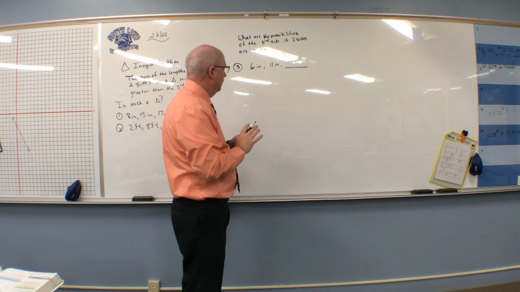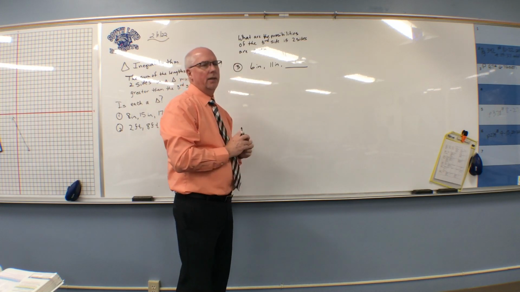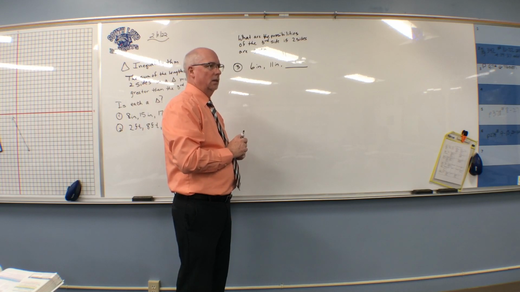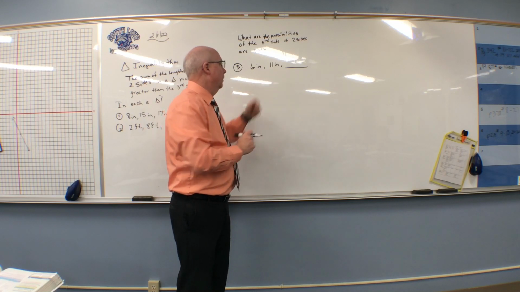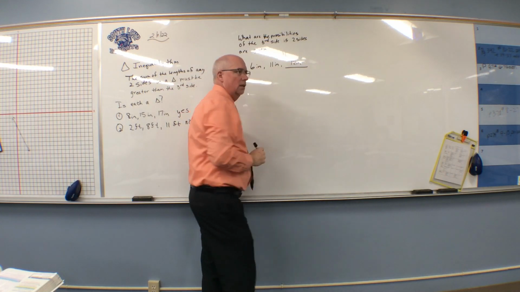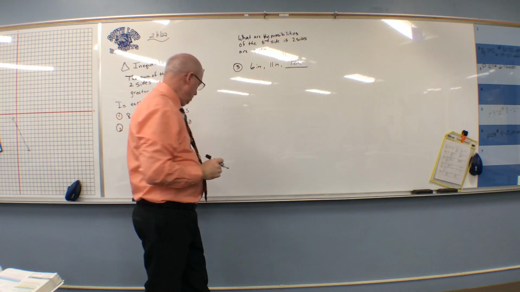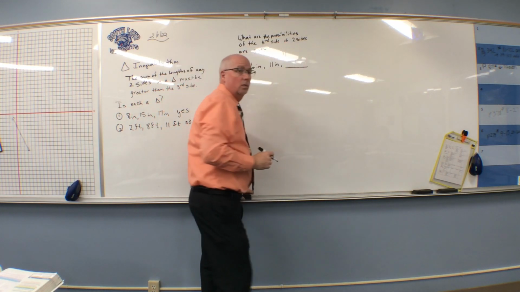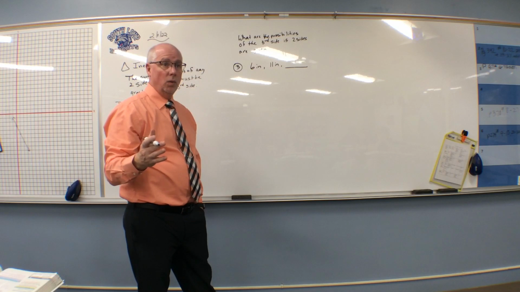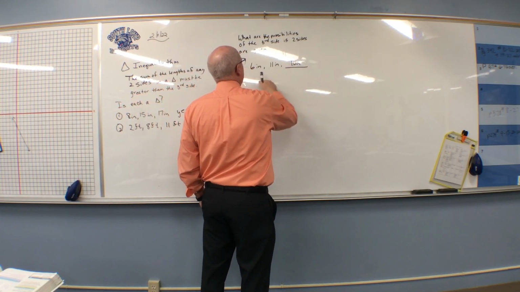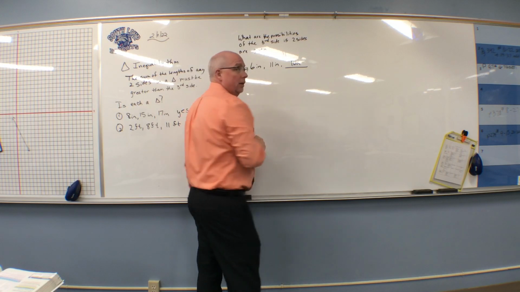Okay, wait, what's 6 plus 11? 17. Right? Okay, so if this was 18 inches, is 17 greater than 18? No, so it's not a triangle. So it's 16 or less. So 16 would work, wouldn't it? Let's say 16 would work, because 6 plus 11 is 17, and that is greater than 16.